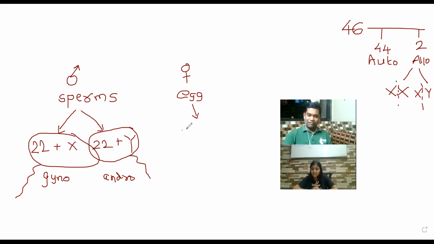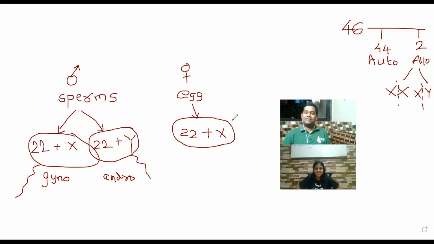Again, 44 will become half, so you will get 22 plus X. There is only one type, because only X will go in. There is no Y over here. All the eggs will have only 22 plus X.